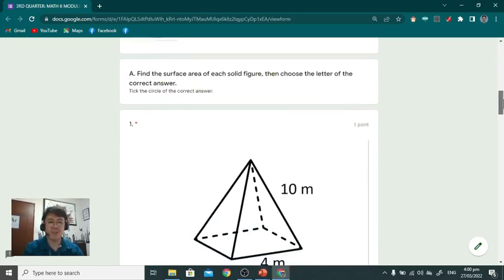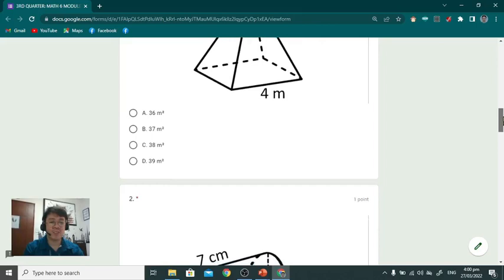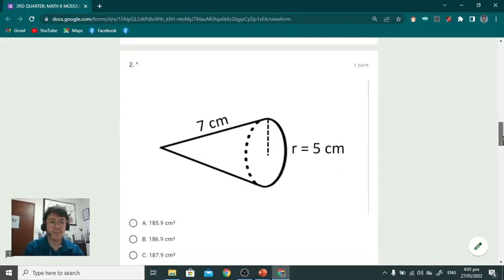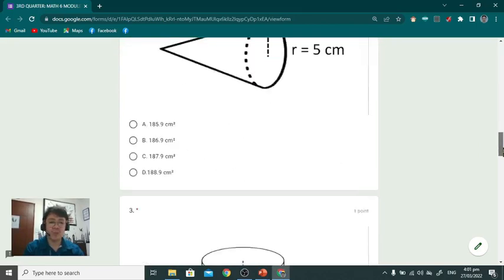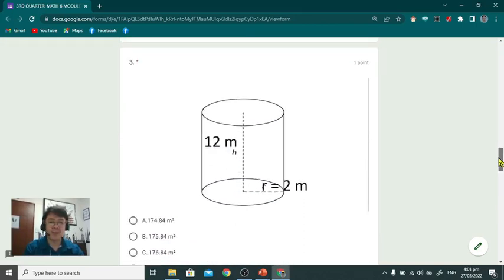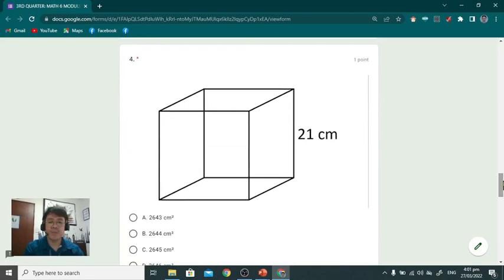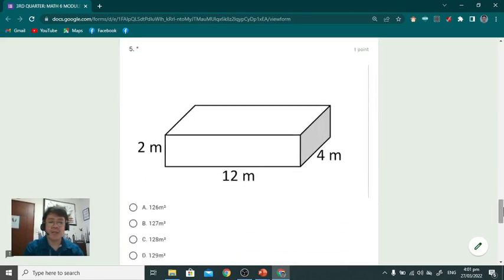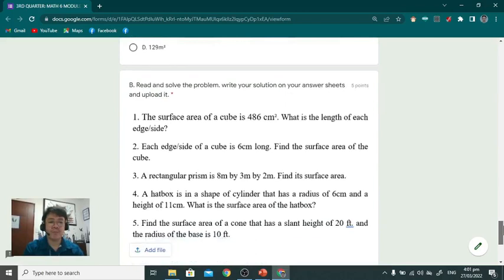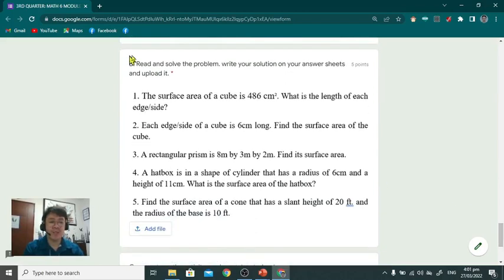This is 5 items, so number 1, you were just going to click or tick the correct answer. Number 2, number 3, number 4, and number 5. And for letter B, there are 5 items. You were going to read and solve the problem.